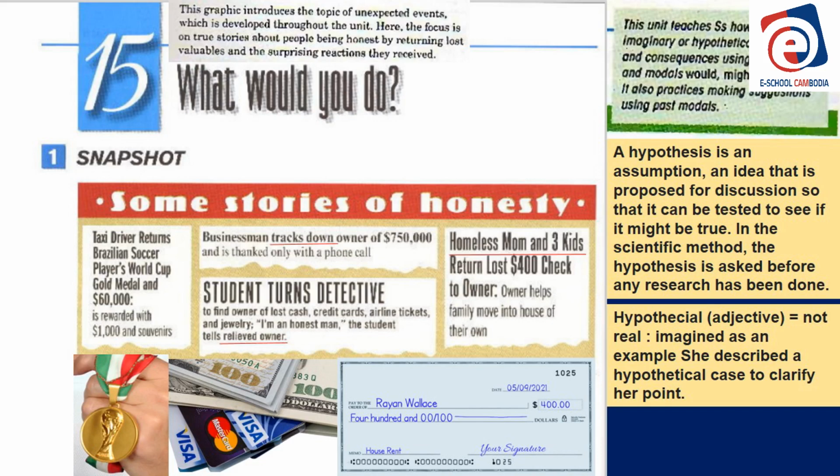What would you do? This has to do with character. Our character. What are we on the inside? Are we a good person on the inside that tries to do the right thing? Or are we a bad person on the inside that doesn't care about doing the right thing? All right? And so this is the snapshot, the introduction to our unit.